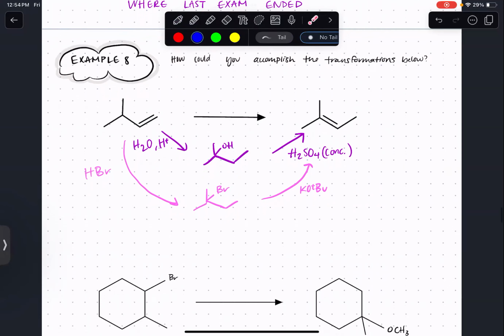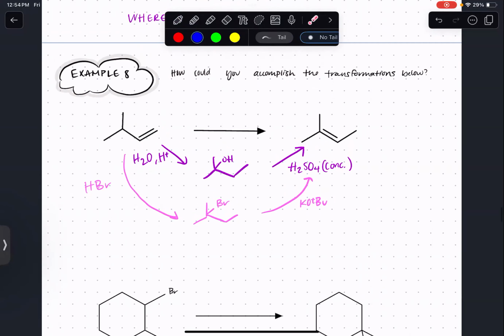Oh, where did the double bond go and where did the OH come from? Because you made that up. This? Yeah, and the double bond from that.